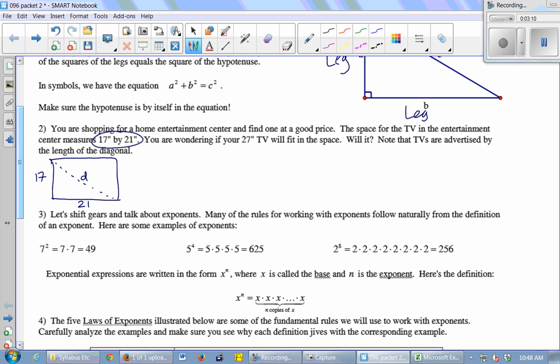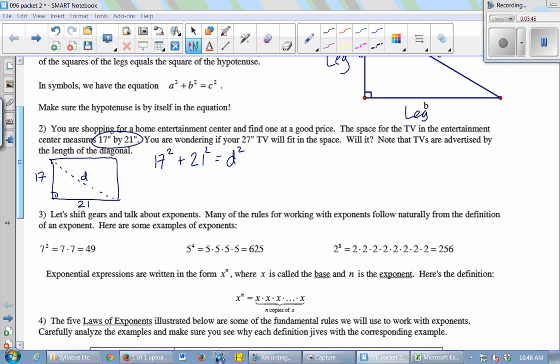Okay, so how could I figure out what that length is? Yeah, so my right angle, because rectangles have right angles in their corners, right? My right angle is right there. So my two legs are the 17 and the 21, and the hypotenuse is the D. The side across from the right angle is the D. So if I write down my leg squared plus my other leg squared, that's supposed to equal my hypotenuse squared. And then I'm just going to figure out what D is.